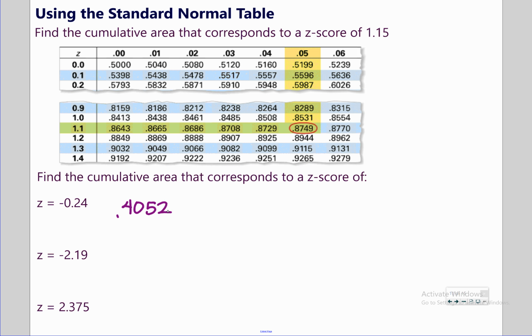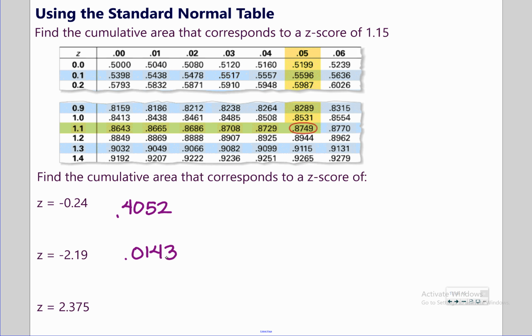Okay. Negative 2.19. Okay, so you're going to find negative 2.1 and then go over to find your last decimal place. 9 is the first column. You should see 0.0143.